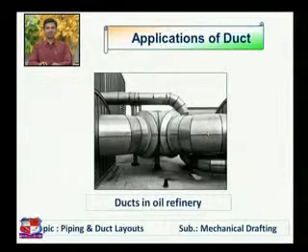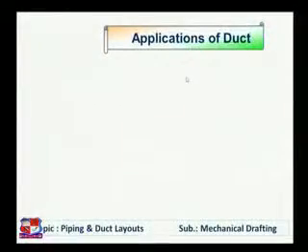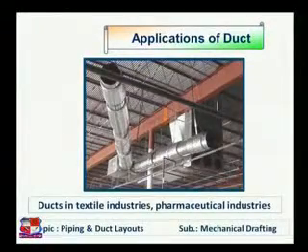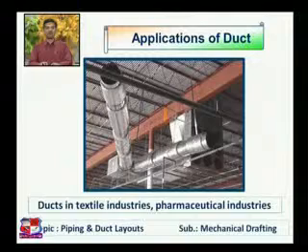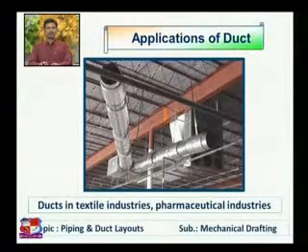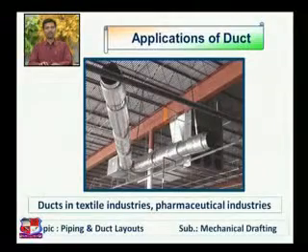Then, applications of ducts in oil refinery. In oil refinery also, ducts are used to convey oil from one place or one tank to another tank. The next example of application of duct is in textile industries and pharmaceutical industries. These are the ducts which are used in textile and pharmaceutical industry. In textile industry, hot and cold air flows from one place to another place, and in pharmaceutical industry, gases or medicines flow from one place to another place.